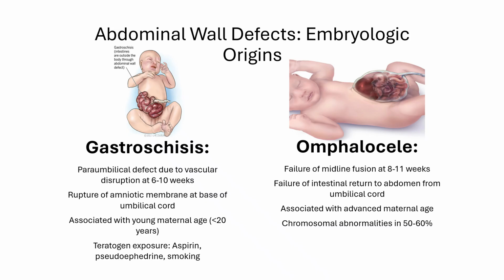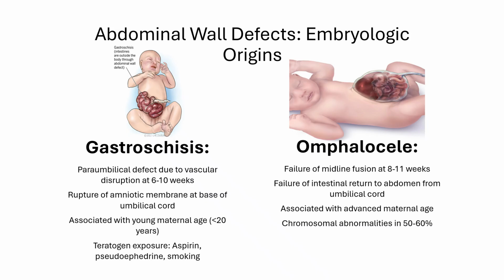Omphalocele represents a fundamentally different embryologic failure. During weeks 8 through 11, 2 critical processes must occur. The body wall must fuse at the midline, and the intestines must return from their normal physiologic herniation within the umbilical cord back into the abdominal cavity. Omphalocele occurs when either process fails. The risk factors for omphalocele tell a different story. Advanced maternal age correlates with chromosomal abnormalities, which explains why 50 to 60% of omphalocele cases involve genetic syndromes.